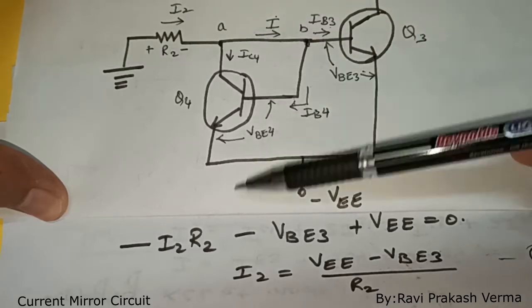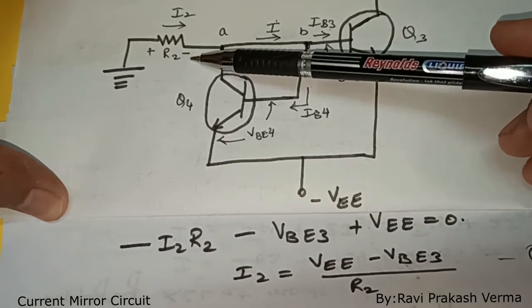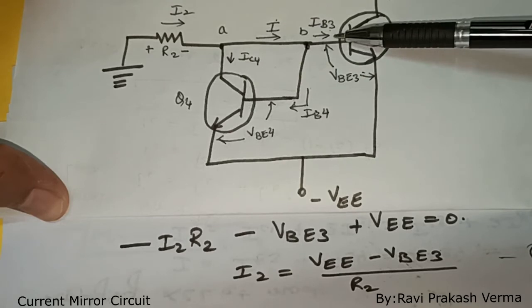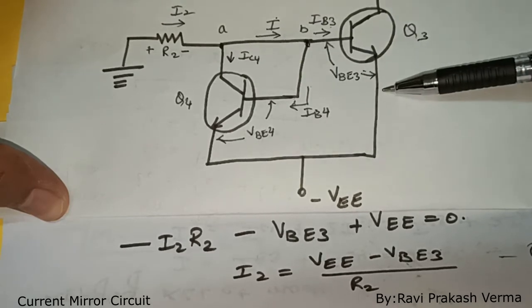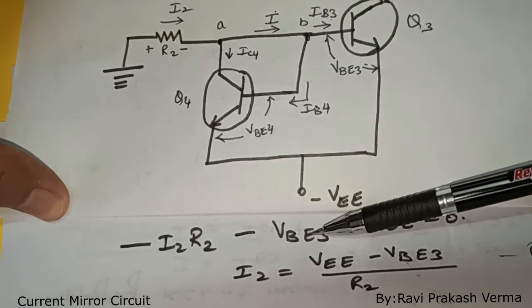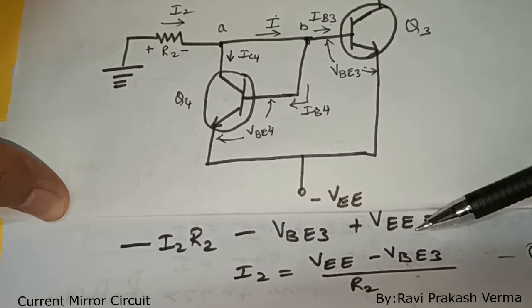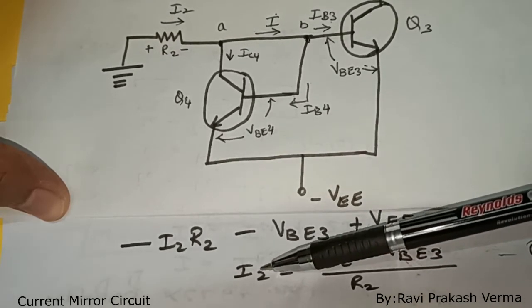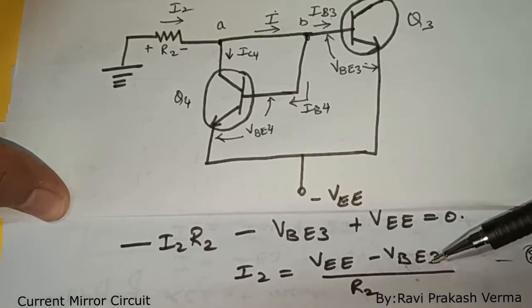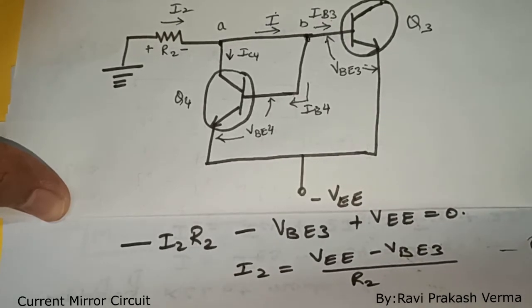It will become minus I2R2 for this resistance, and this is positive and this is negative, so it has been written minus VBE3, and this is plus VE equals 0. From that we can get I2 equals VE minus VBE3 upon R2.